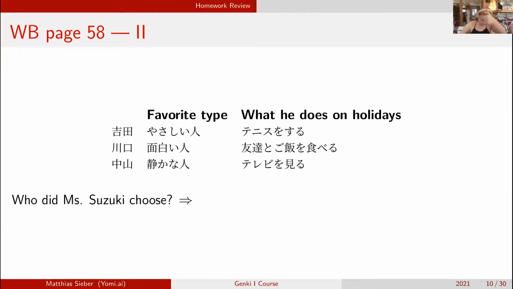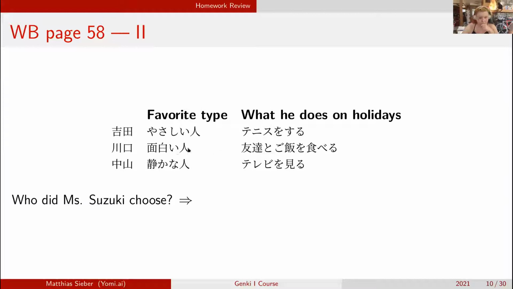Okay. Good. All right. So then we had a listening question, which was very interesting. So we had Yoshida-san, right? Yasashii hito was the favorite type. Tenisu, right? So the answer was tenisu shimasu. Whenever there's like a table form or something like that, I like to fill it out in just a dictionary form or informal form, right? So that's why I wrote tenisu. So you can write tenisu shimasu, which is fine too, right? Get the point across. It's just more for the information.